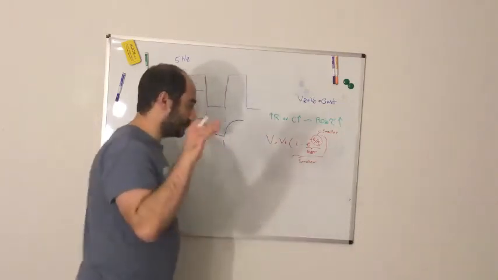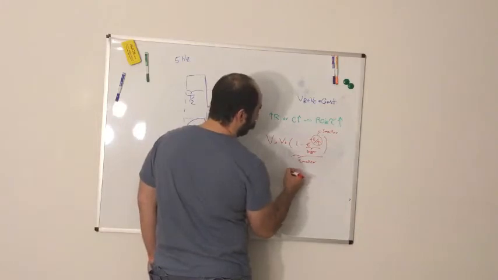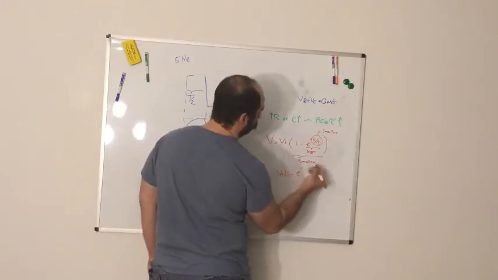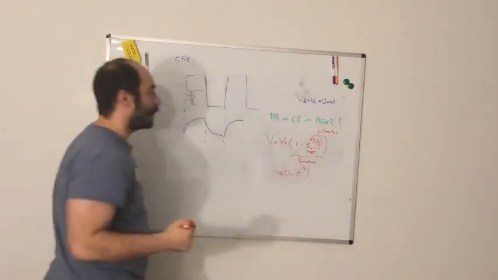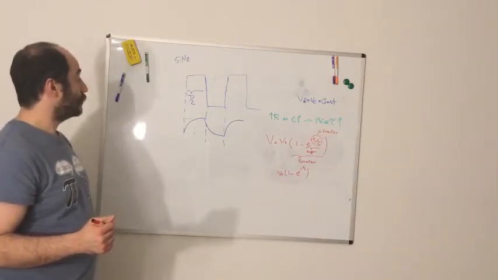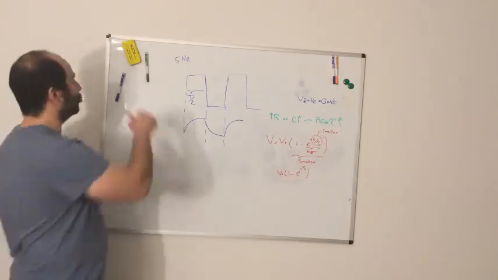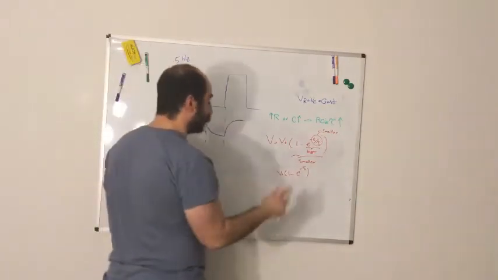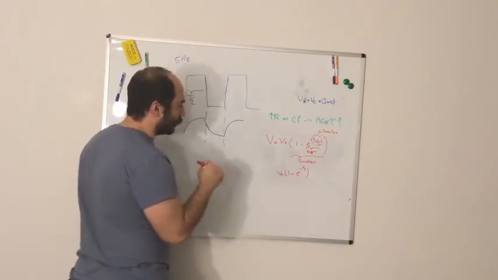So let's put in an example. Imagine that we had V naught times 1 minus e to the minus 5. I made a mistake. I probably made a mistake here. Okay, we're going to go with the example. Then I increase the okay, I was right, I guess.